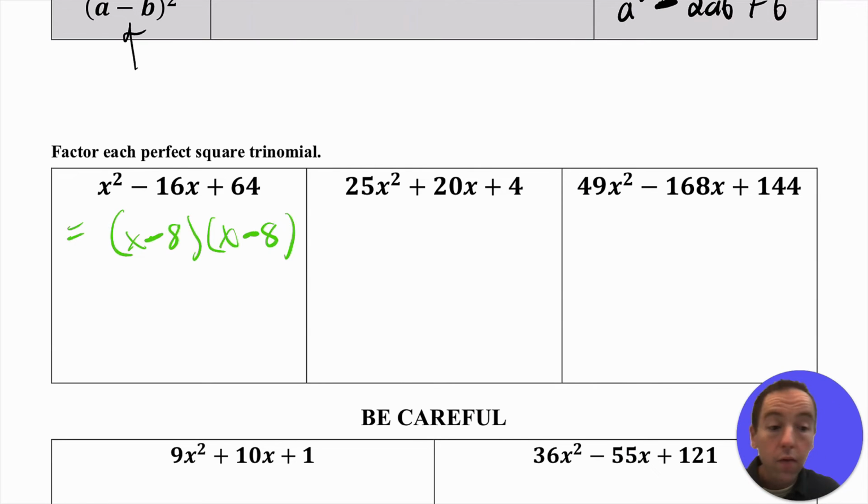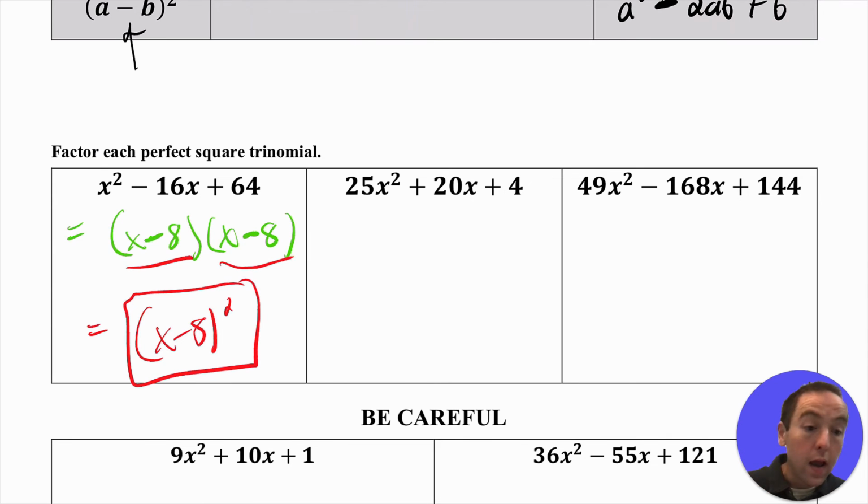Because then you would have minus 8x and minus 8x in the FOILing, which would add to the negative 16x in the middle. So that would be the factored form, and if you left it like that, that's totally fine, but we know that in math, if you write something times the same thing, you could simplify that by using an exponent. And so writing this as the quantity x minus 8 squared would be a much simpler way to write that out. Then I'm just going to skip the middle example. I'll just give you the answer to it. It's 5x plus 2, that quantity squared.